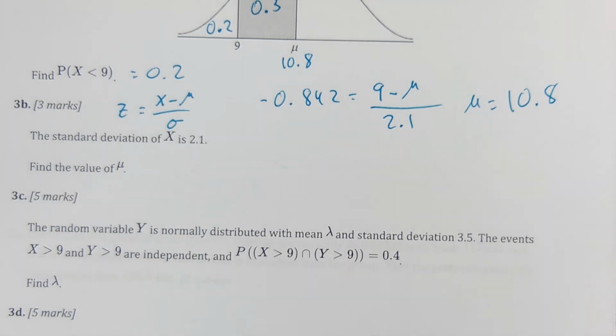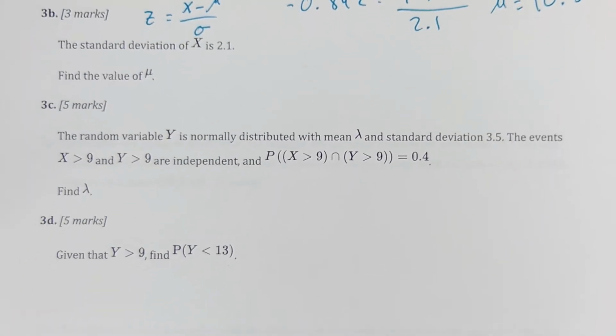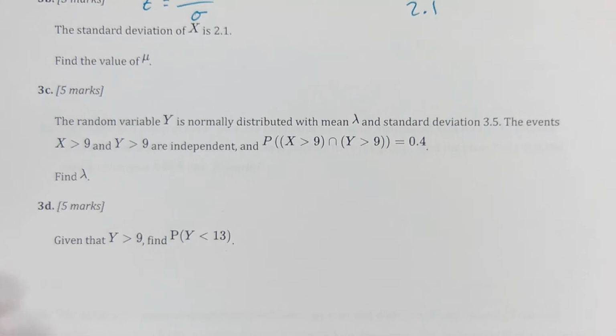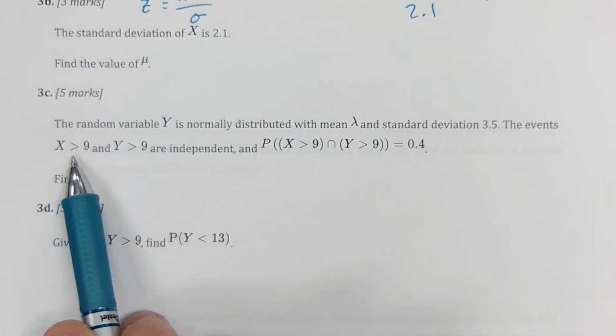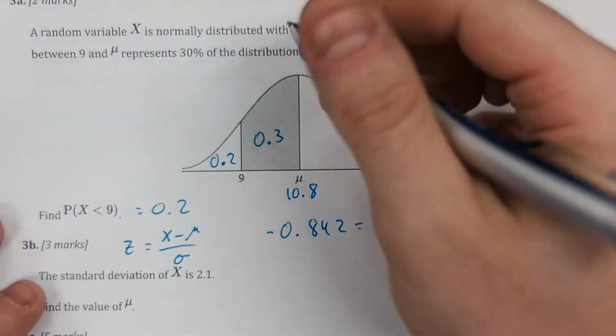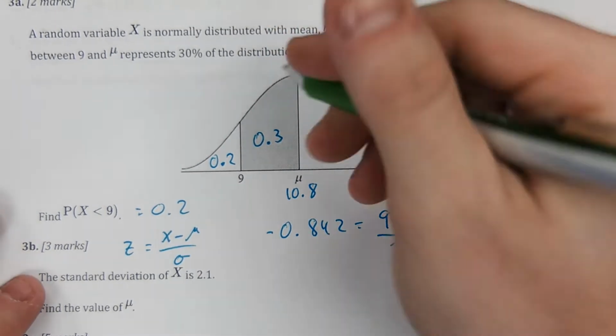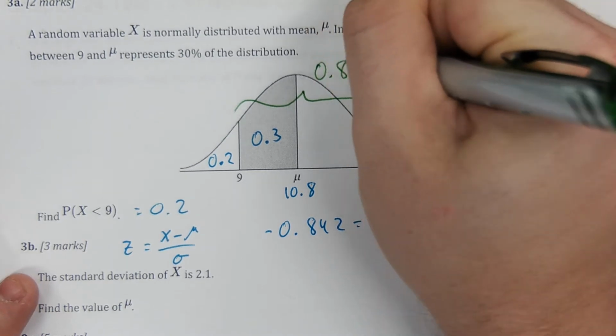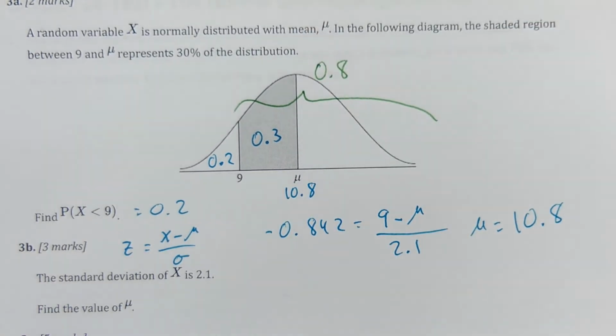The random variable y is distributed normally with mean lambda and standard deviation 3.5. The events that x is greater than 9 and y being greater than 9 are independent. Wait, what's the probability that x is greater than 9? 0.8. There we go. From here to forever is 0.8, because we've got this 0.3 and we've got this 0.5 over here.